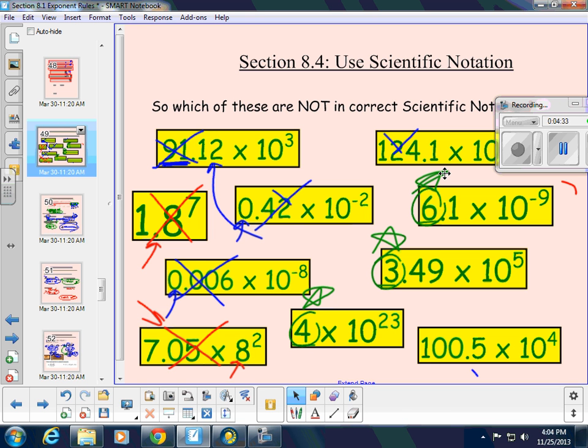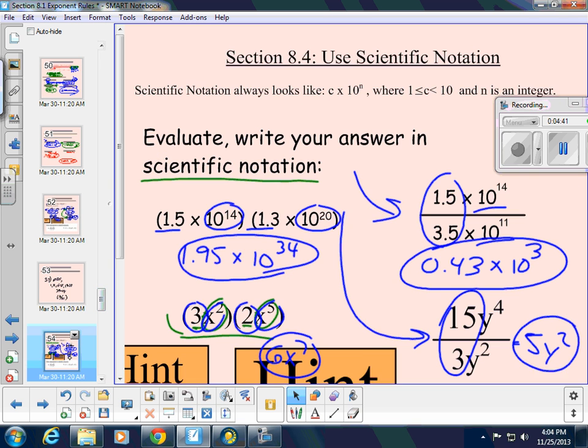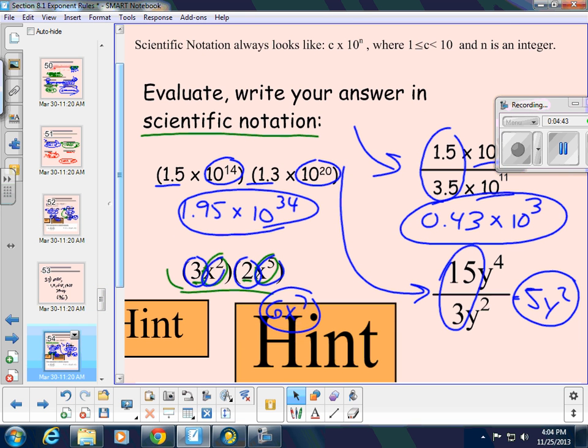So this number, and it actually kind of looks like this answer here almost, 0.42. That one we said was not scientific notation. Let's go back to the problem we just did. 0.43 times 10 to the 3rd power. That is actually not scientific notation exactly, because I do not have one number to the left of the decimal.